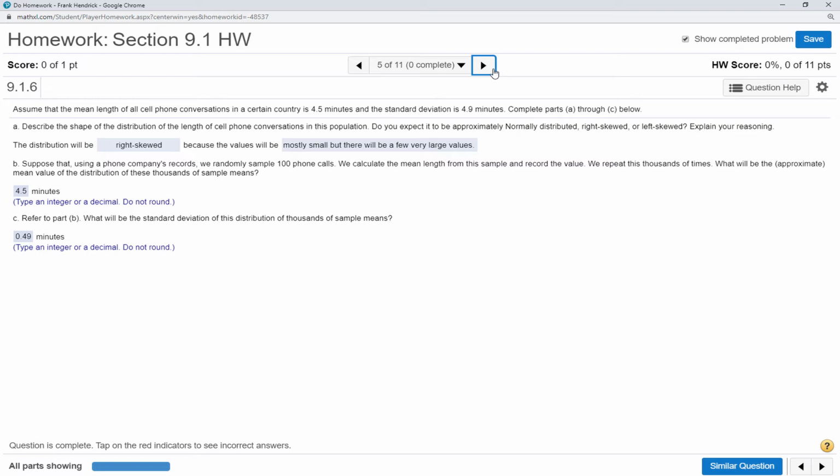Suppose we sample 100 phone calls and repeat it 1,000 times. What would the approximate mean be? The approximate mean would be the sample mean approaching the population mean of 4.5.